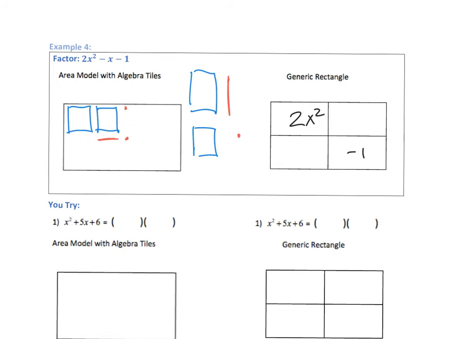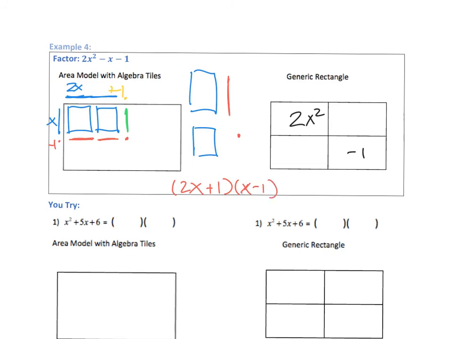If we just make this one red and this one green, now we're not breaking the rules, and now we've got a rectangle that works, and we can identify the length and the width. So here's my X, so I've got 2 of them, and then this would be a 1, so it'd be +1, and then here's an X, and then here's a negative 1. So if I was going to write what my factors were, it would look like this.